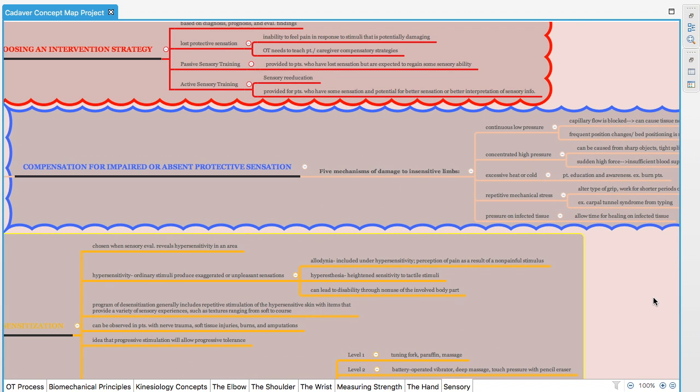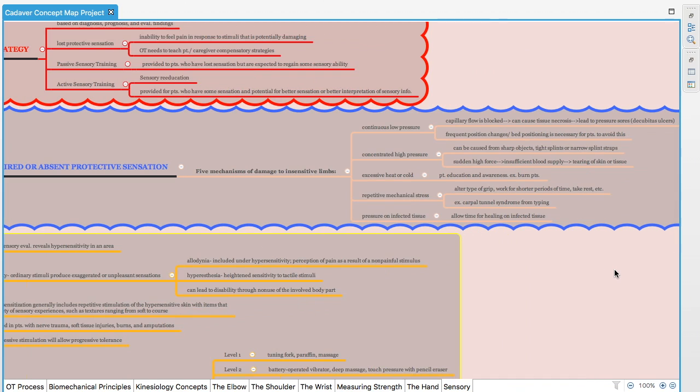There are 5 mechanisms of damage to insensitive limbs: continuous low pressure, concentrated high pressure, excessive heat or cold, repetitive mechanical stress such as CTS like we talked about above, and pressure on infected tissue.